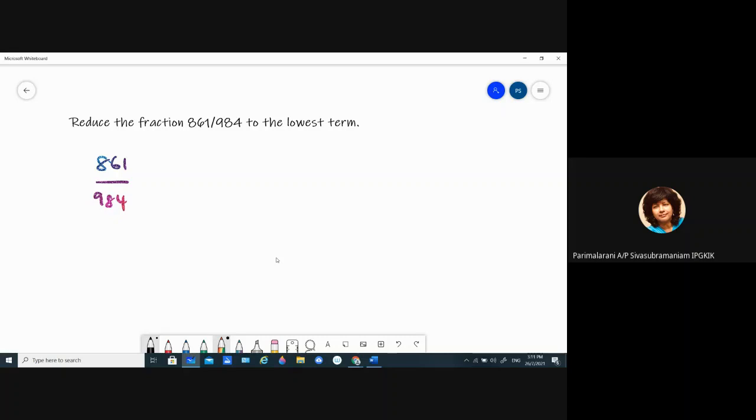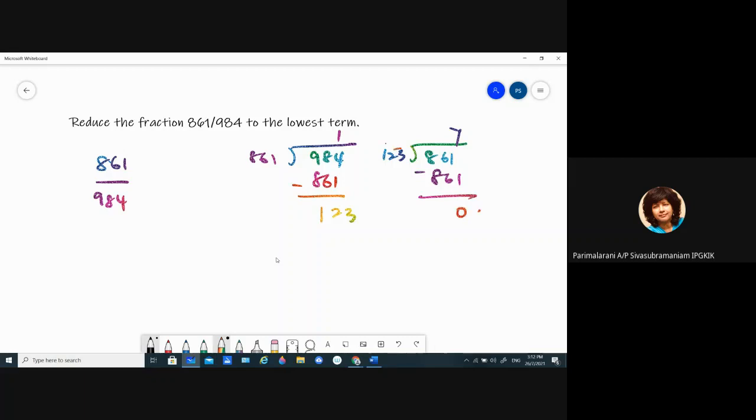So how do we do this? Sorry, we always divide the bigger number by the smaller number. So 984 divided by 861. 1. Okay, so we have 1 times 861, minus, we have 123. So 123 becomes the new divisor. We have 861 here, 123 times 7, 861. So you know that the GCD for 861 and 984 is 123.